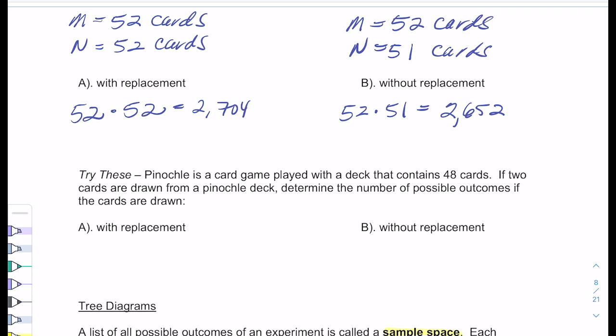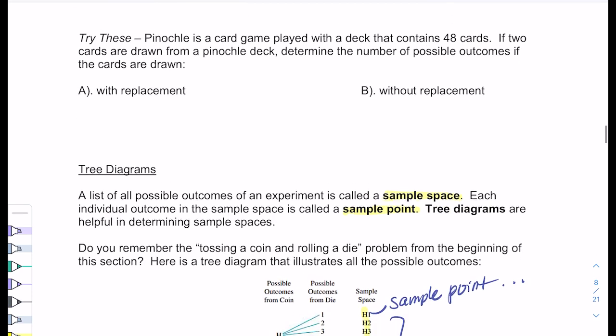Pinochle is a card game played with a deck that contains 48 cards. If 2 cards are drawn from a Pinochle deck, determine the number of possible outcomes if the cards are drawn with replacement or without. So if you're replacing, both of your sets will have 48 cards. So it's just 48 times 48, which comes out to 2,304 different possibilities.